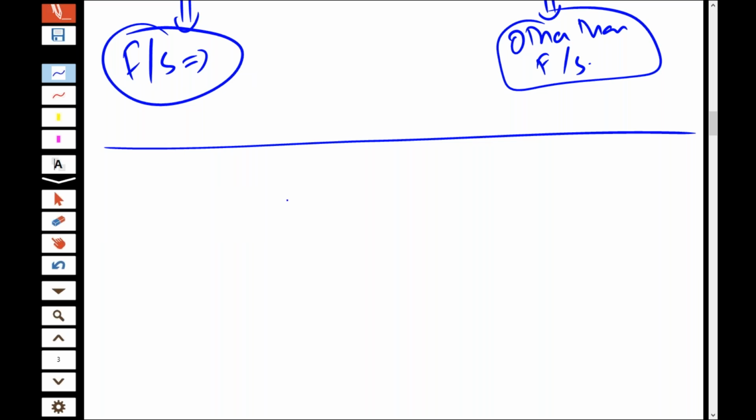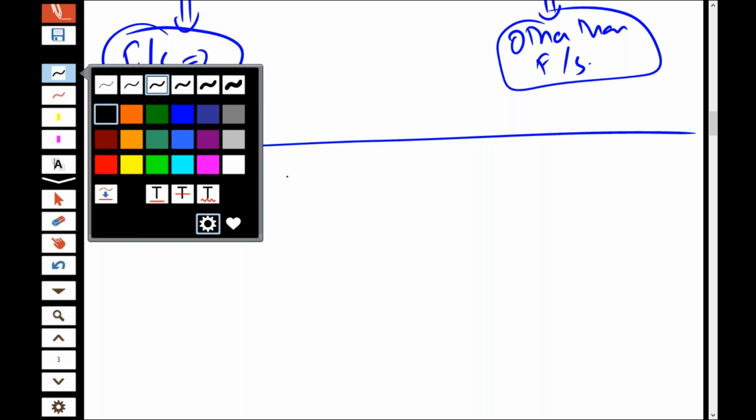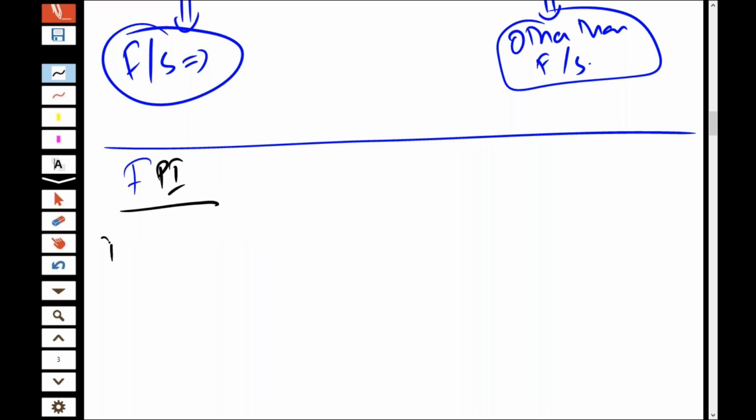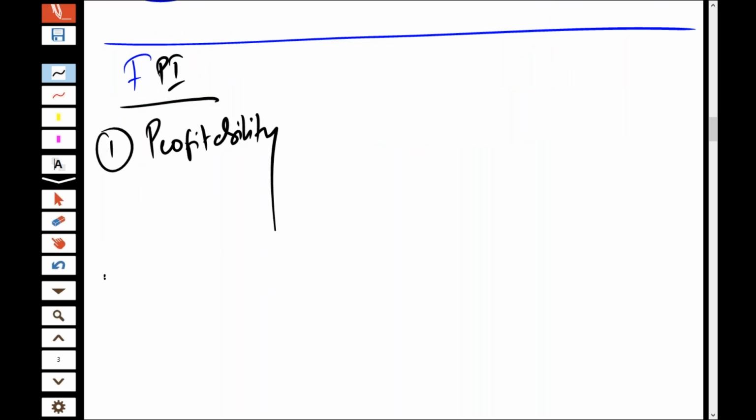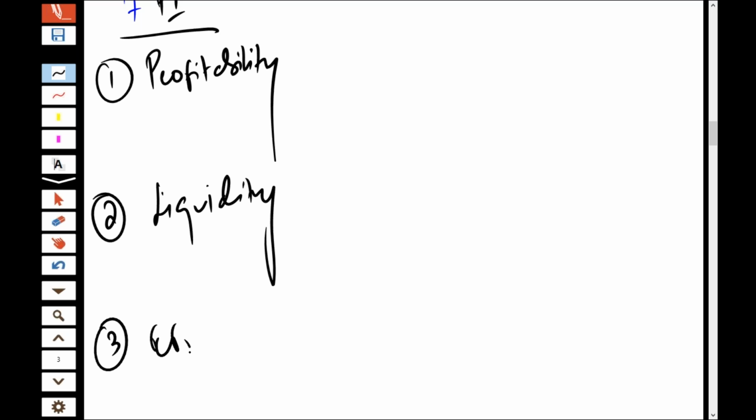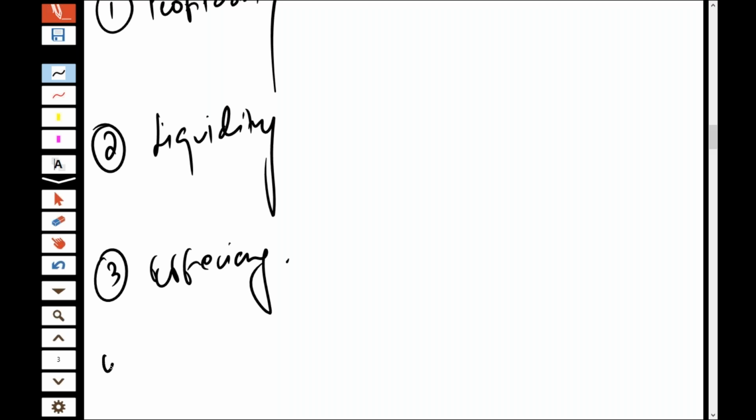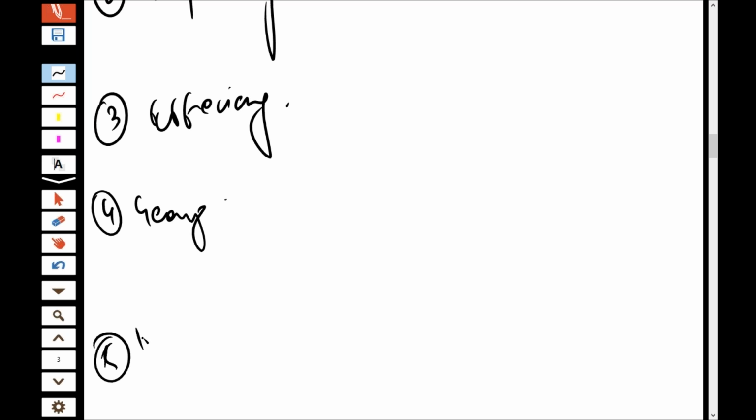So I'm going to take feedback from you people. When we talk about the financial performance indicators, they are generally classified into different categories. Number one is the profitability ratios. Number two is the liquidity ratios. Number three is the efficiency ratios. Number four is the gearing ratios. And number five are the investor ratios.